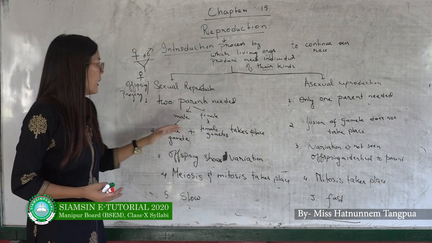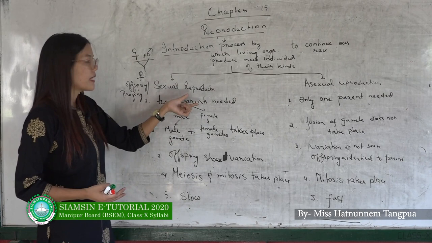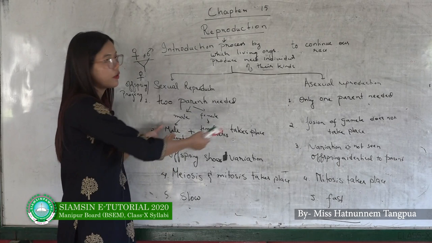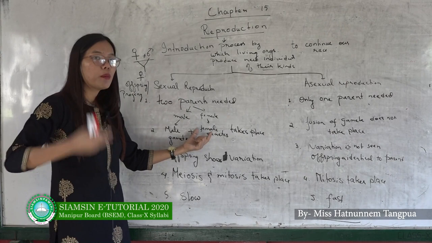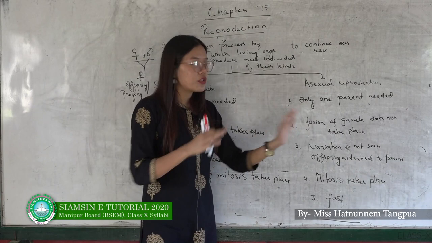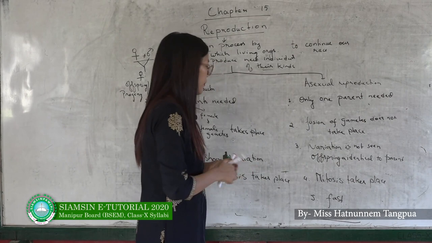In sexual reproduction there are two parents, one male and one female. The male produces male gametes and the female produces female gametes. After gametes are produced, they have to fuse together in order to produce an offspring. That means fusion of male gametes and female gametes takes place in sexual reproduction. In asexual reproduction, such fusion of gametes does not take place.